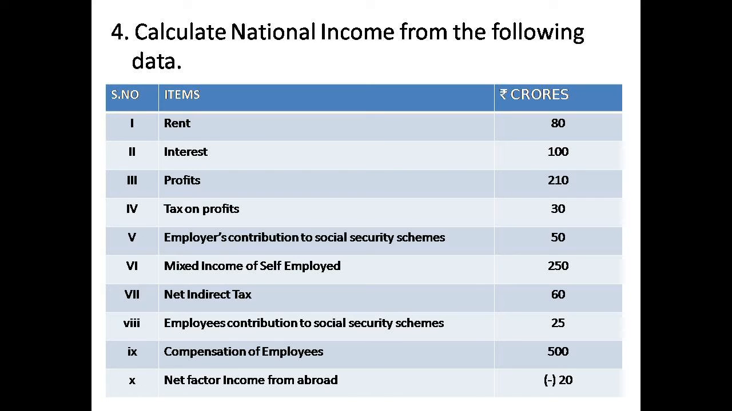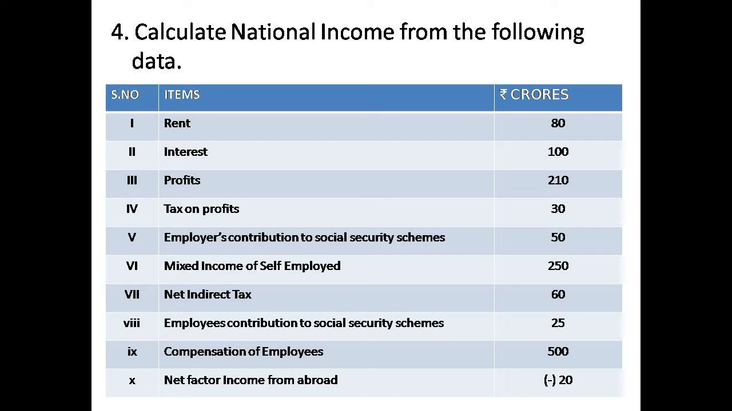Let us go on to the fourth problem. Here also we are asked to calculate national income by income methods. Have a look at the components given. Employers' contribution to social security schemes is given. To confuse you, they have given employees' contribution to social security schemes also. Dear students, don't consider employees' contribution. Consider only employers' contribution to social security scheme. Employees' contribution you can ignore.